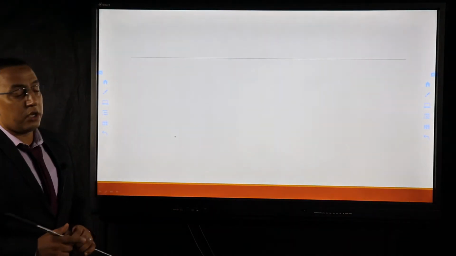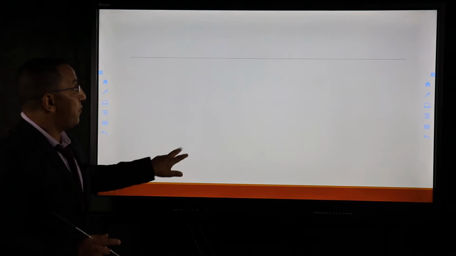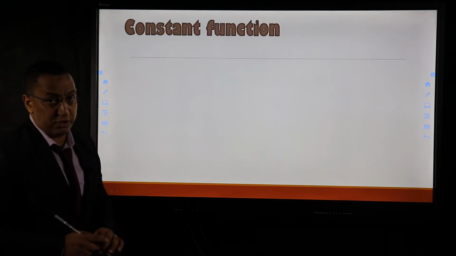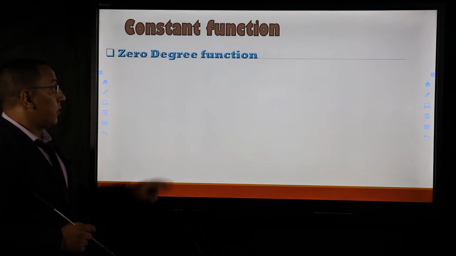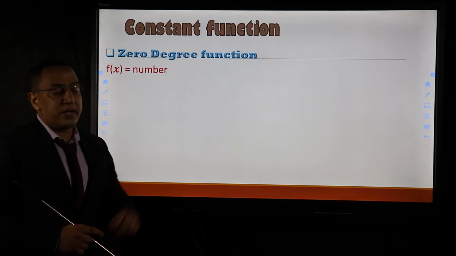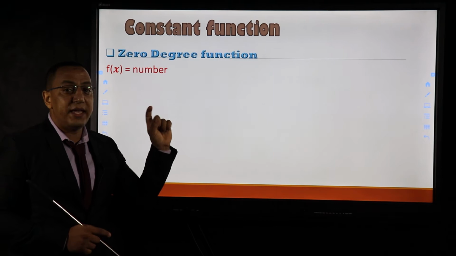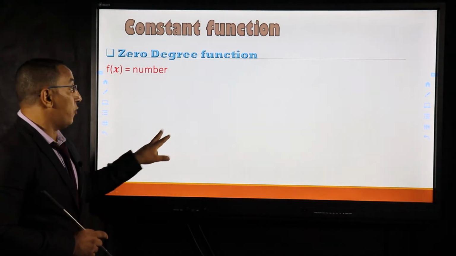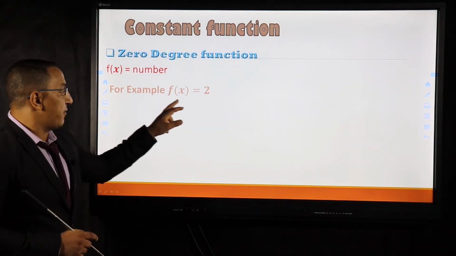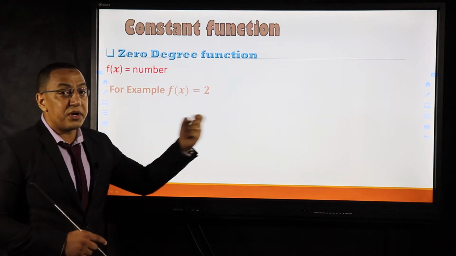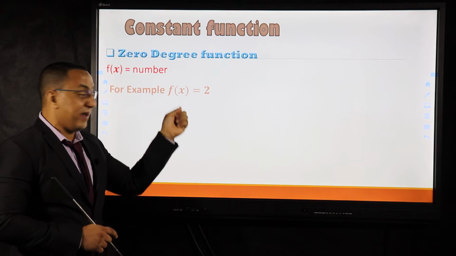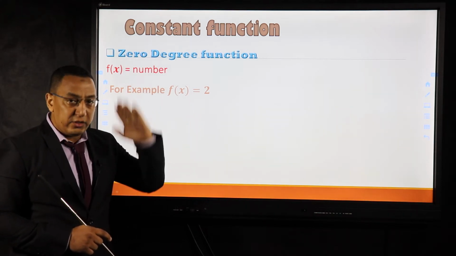First, we start with the constant function. What is the meaning of the constant function? The constant function is a 0-degree function, and is written in the form f of x equals a number. For example, if we have f of x equals a number like 2, this number is constant. Whatever the value of x, this number equals 2.